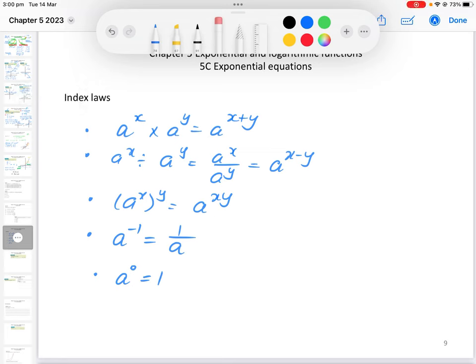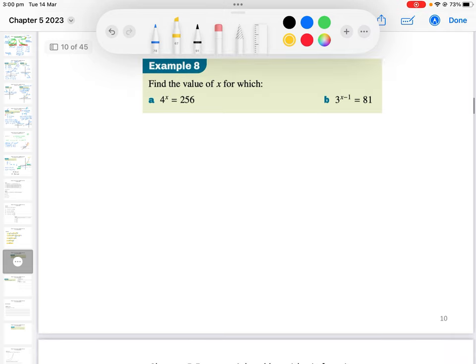All right, so let's look at 5C exponential equations. So I've gone through and pre-filled the index laws. You can get them in your textbook, or you can just write them down. Just pause the video and go and do that. And now we'll go through the examples.